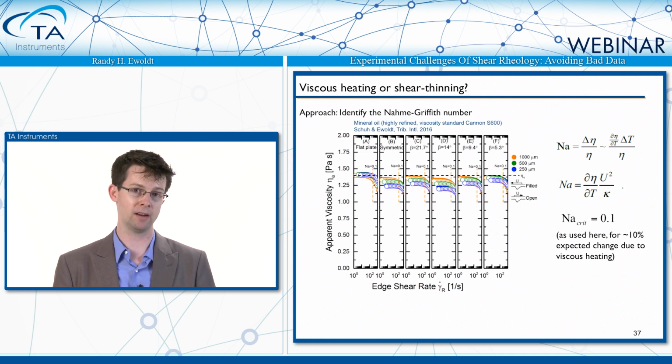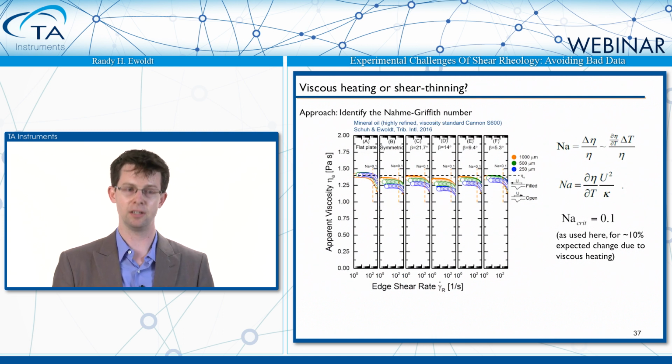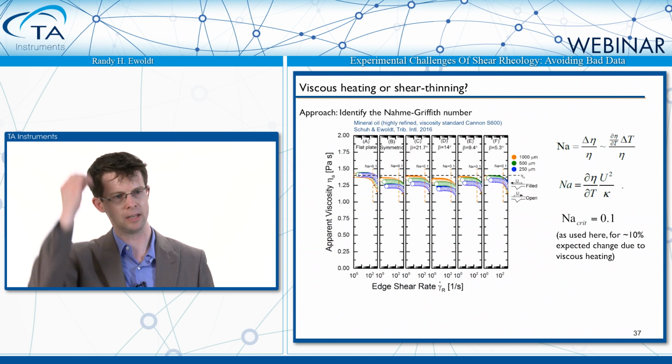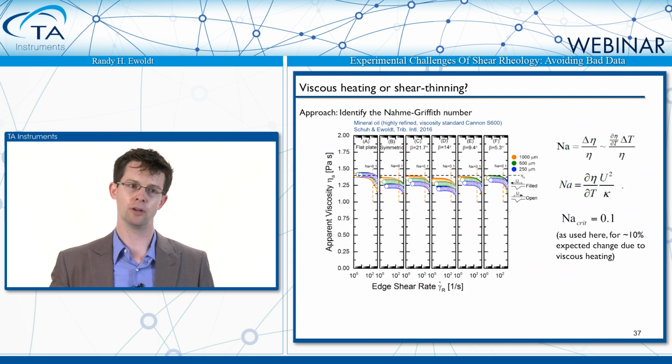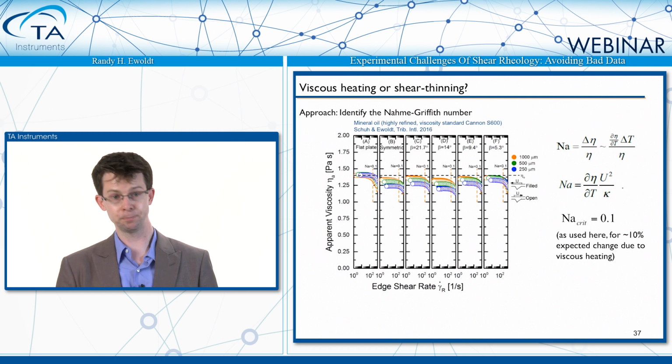And so one way to identify where viscous heating might be dominating rather than shear thinning is to compute this dimensionless group called the Nahme-Griffith number. I think the simplest way to think about it is as a ratio of the change in your viscosity compared to your starting viscosity. And that's what's in the first equation there, delta eta divided by eta. That's really where the definition of this number comes from, even though at the end of the day, you see that it depends on the gradient of viscosity with respect to temperature, your velocity squared, and that kappa is the thermal conductivity of your material.